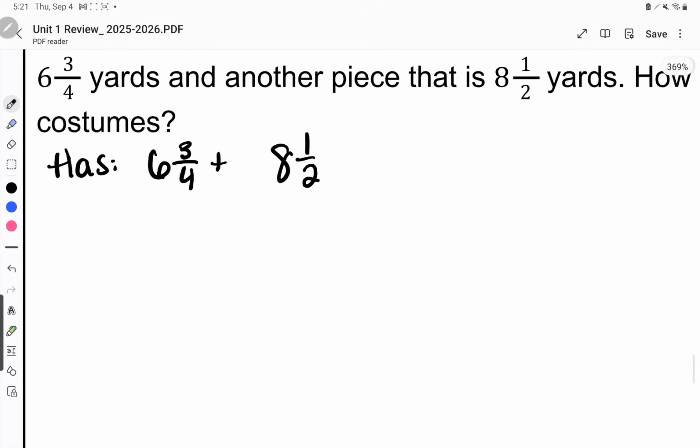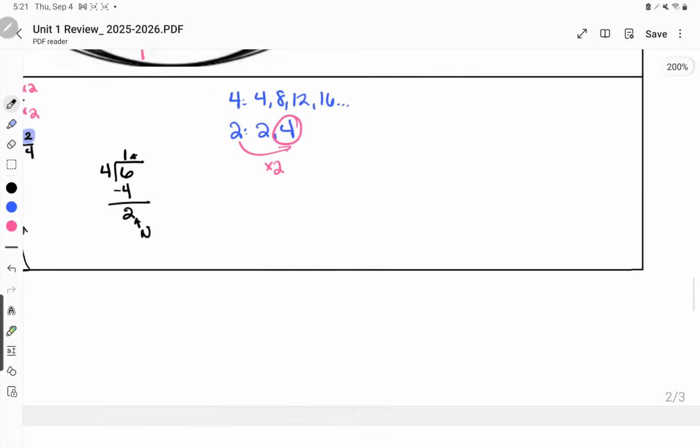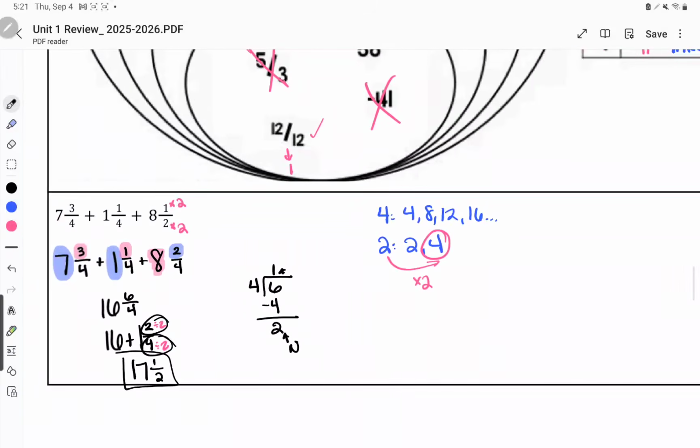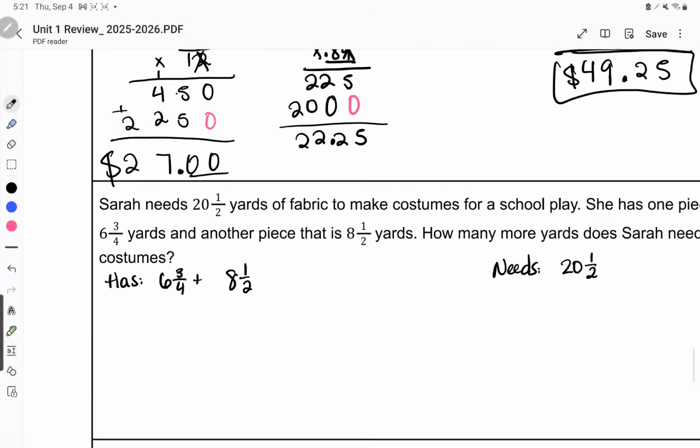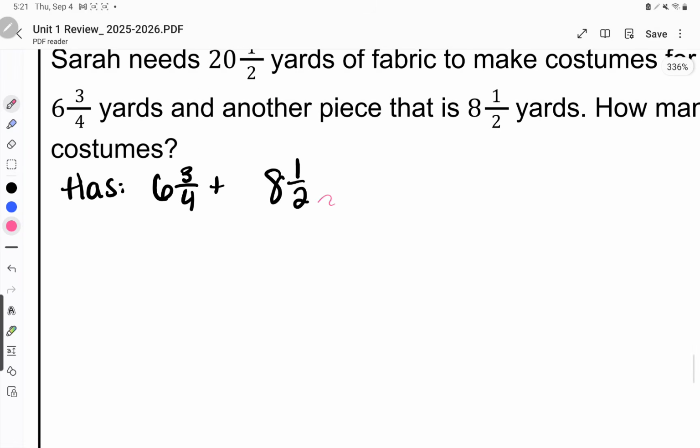Now, remember, when we add or subtract fractions, what do we have to have? A common denominator. We figured out in this problem up here that the common denominator between 2 and 4 is 4. And we have to multiply the 2 times 2. So we do 2 times 2. We do 1 times 2. So we have 6 3/4 plus 8 2/4.